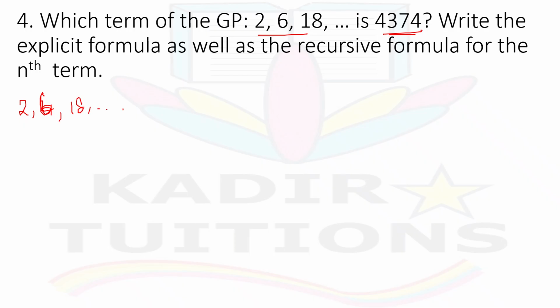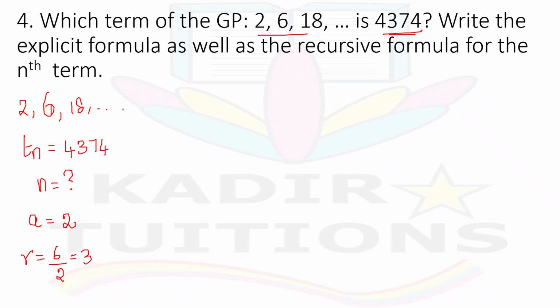So a GP is given, so it's going to be 2, 6, 18, and one of the terms in this GP is going to be, that means I can write that as Tn equal to 4374. So which term is it? That means we need to find the value of n. So first, before that, we will write what are the values of a and r. What is the value of a from the given GP? It's nothing but 2. And what is the value of r? It is 6 by 2, which is equal to 3.